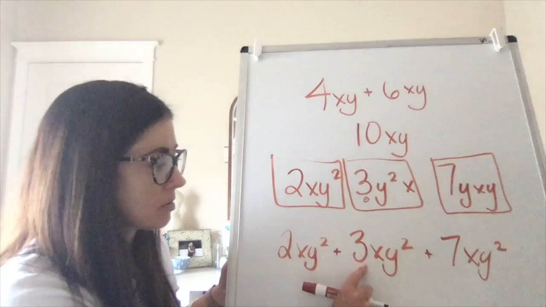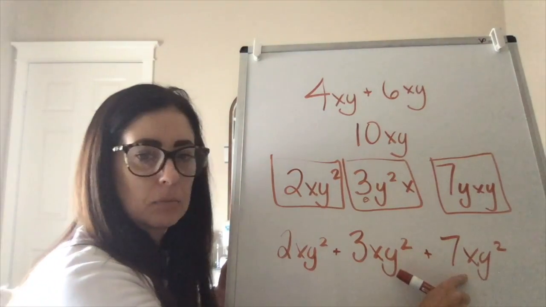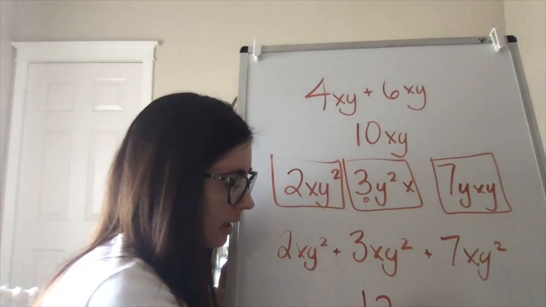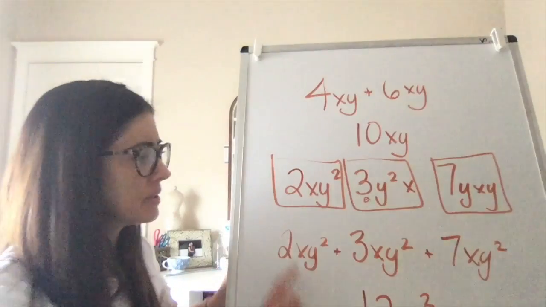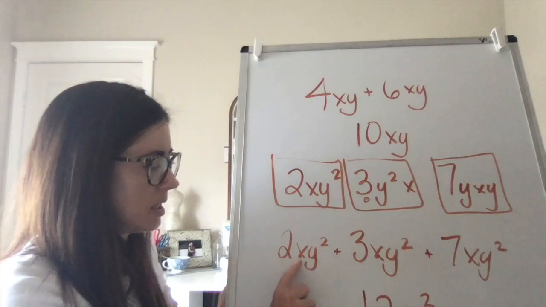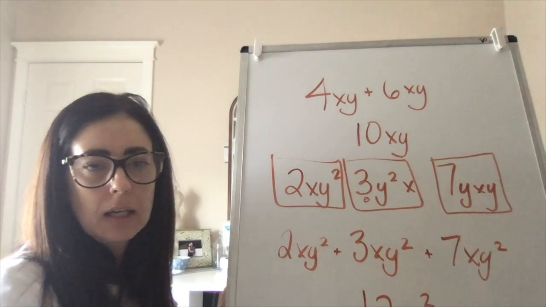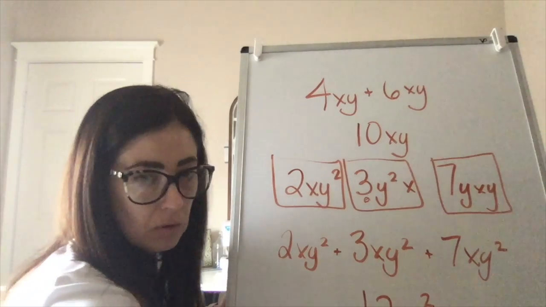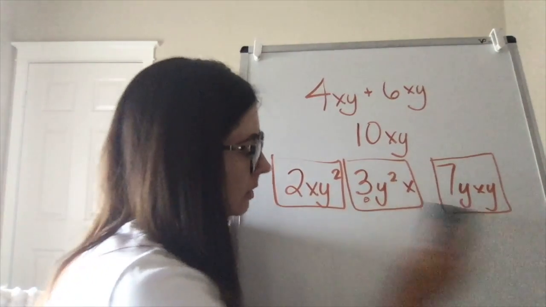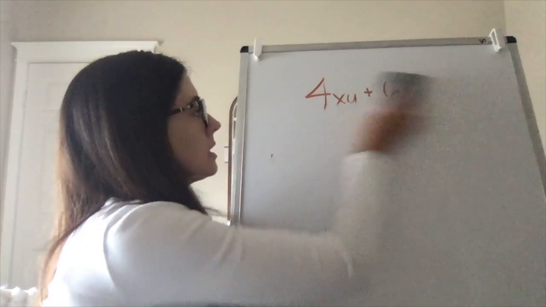So 2 plus 3 is 5, plus 7 is, we'd have 12xy squared, okay? And most of the time, you'll see these listed in alphabetical order or in what's called descending order, which we'll talk about at some other point. All right, so let's look at the next example.